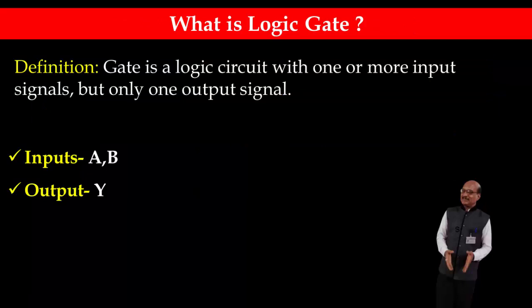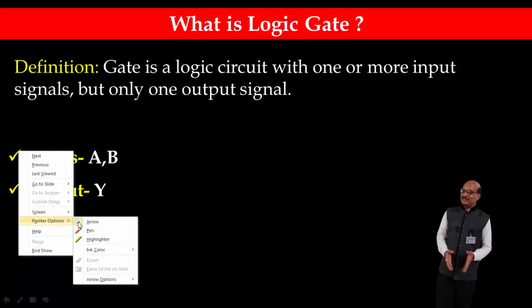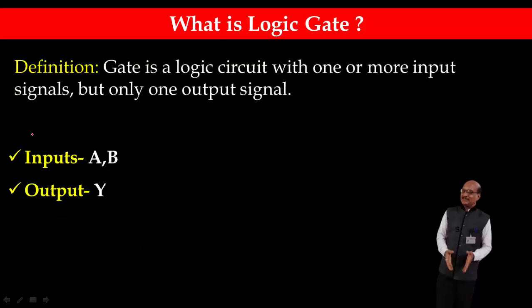Now let us come to our topic, that is logic gates. So the basic question is, what do we mean by logic gates? So firstly, what do we mean by logic gate? So firstly we see the definition of logic gate. So logic gate is a logic circuit with one or more inputs but only one output.